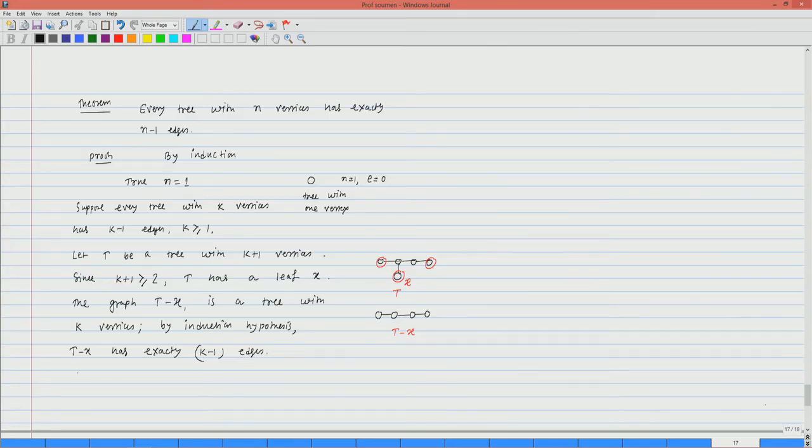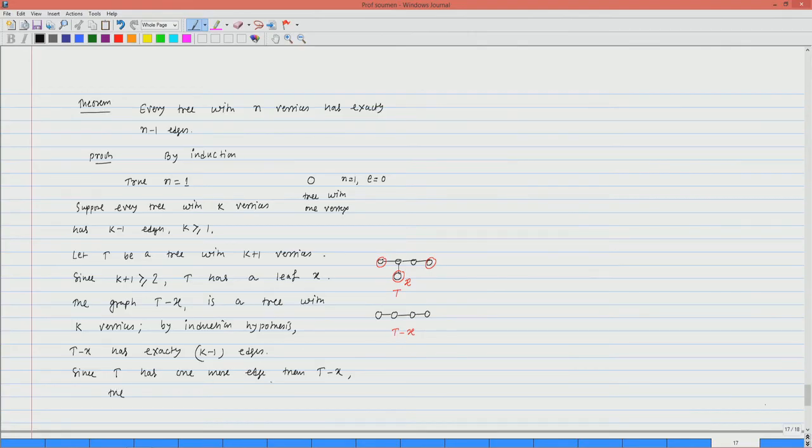Now, since T has one more edge than T minus x, here you can see that this is your T minus x and this is your T. So, T has one more edge than T minus x.